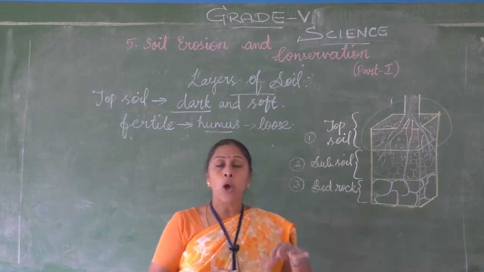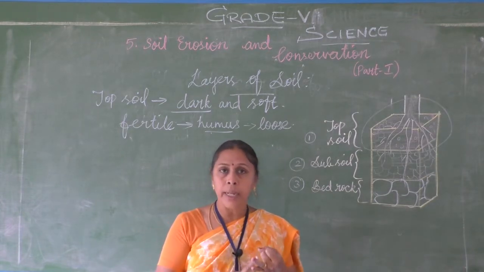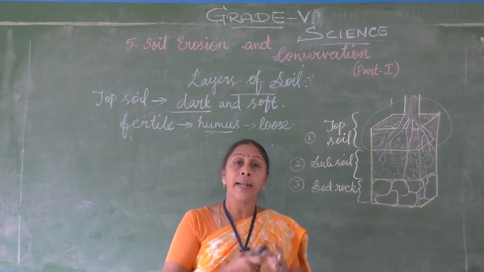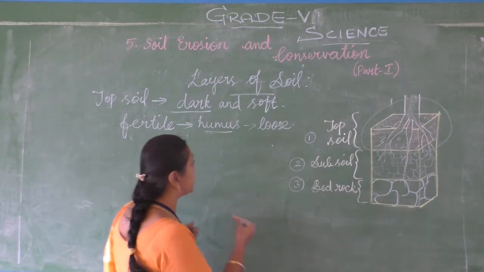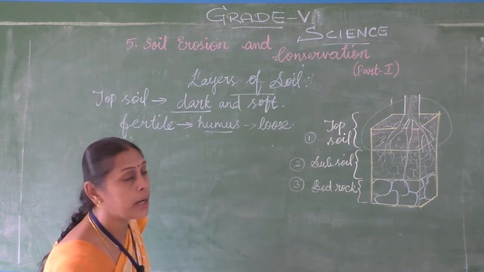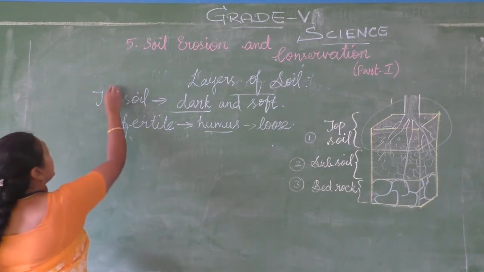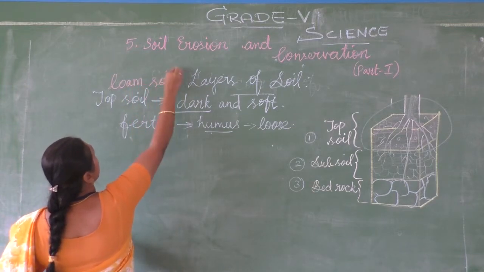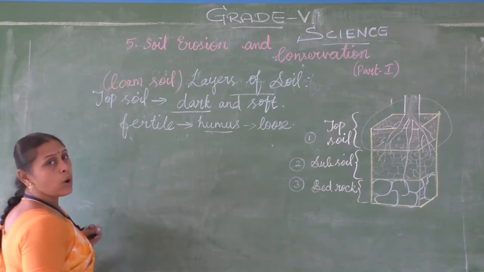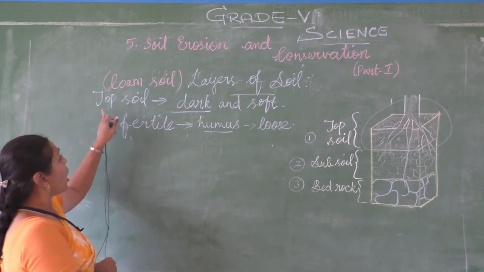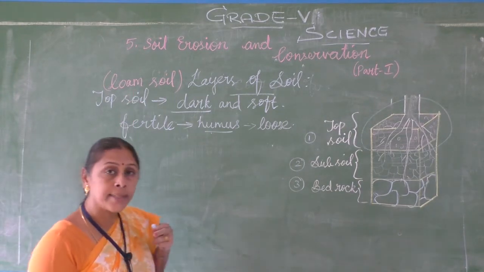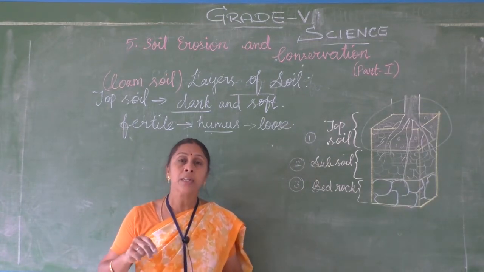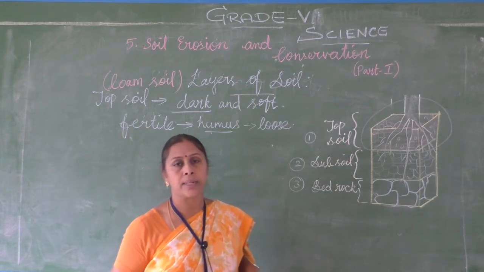As the topsoil contains air, water and humus, it is so fertile, and as the humus is present, it is also called loam soil. L-O-A-M S-O-I-L, loam soil. Topsoil is also called loam soil. Loam soil means the soil in which humus is present.